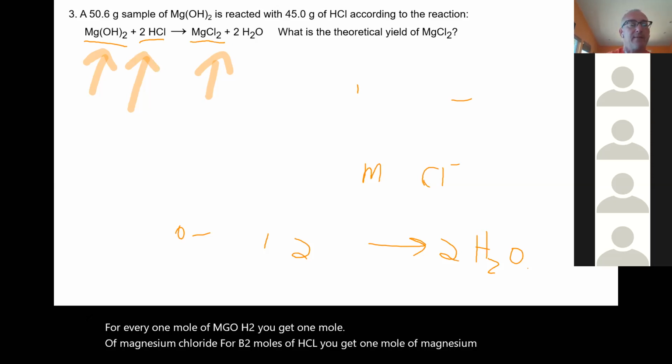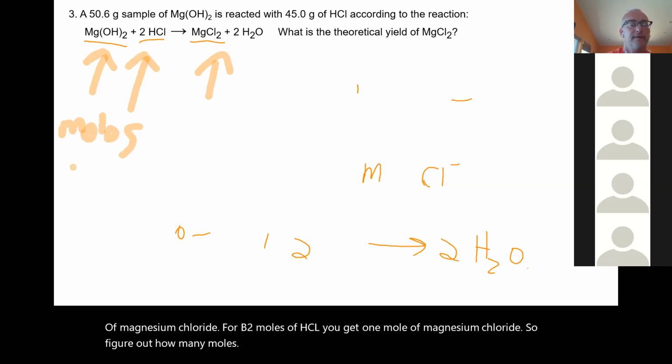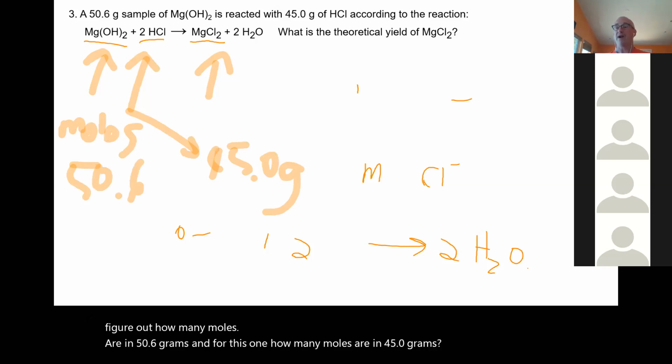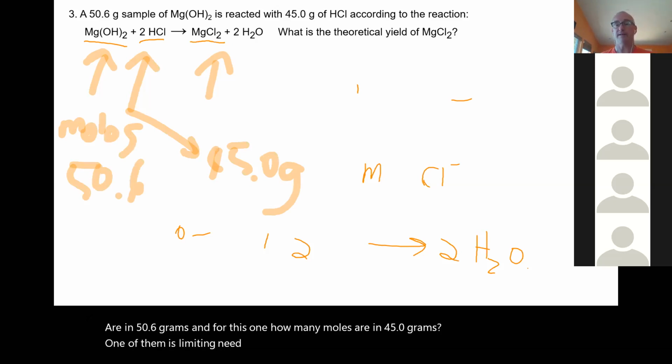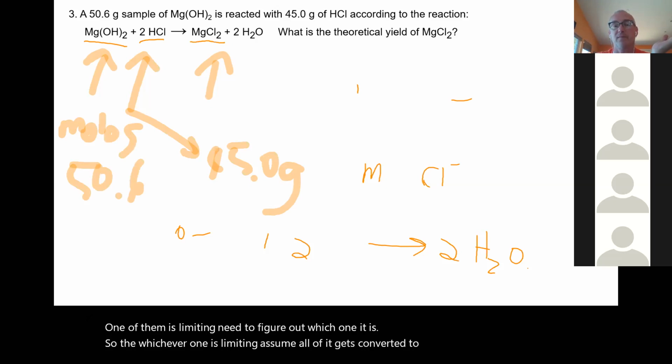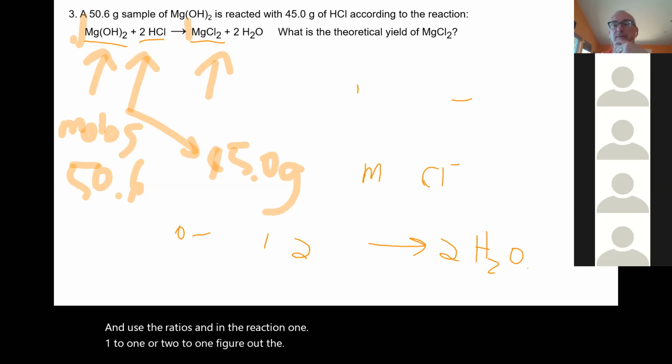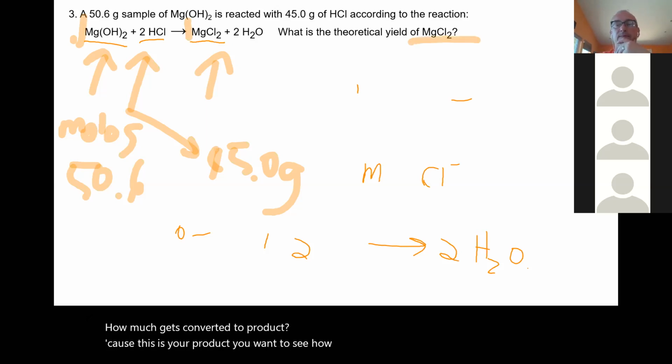So figure out how many moles are in 50.6 grams, and for this one, how many moles are in 45.0 grams. One of them is limiting. You need to figure out which one it is. Whichever one is limiting, assume all of it gets converted to product and use the ratios in the reaction, 1 to 1 or 2 to 1. Figure out how much gets converted to product, because this is your product. You want to see how much of that you would get.